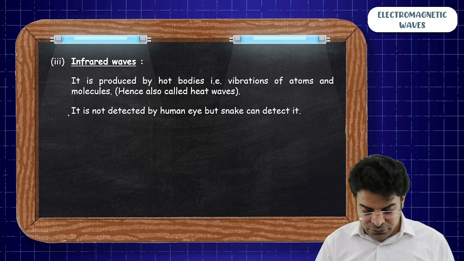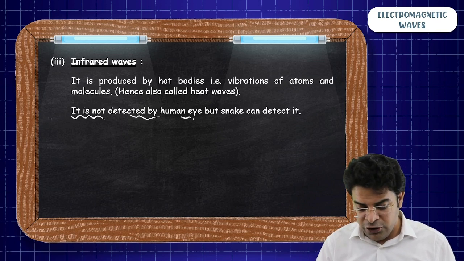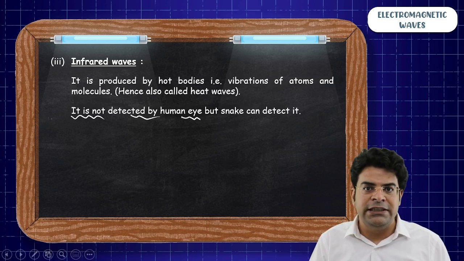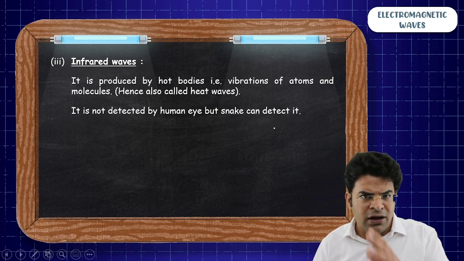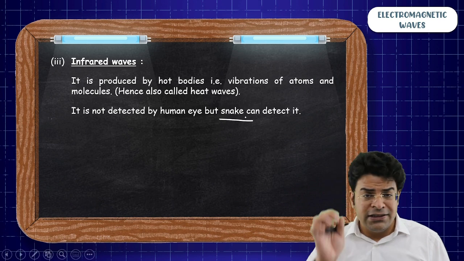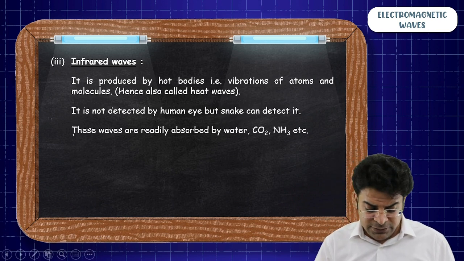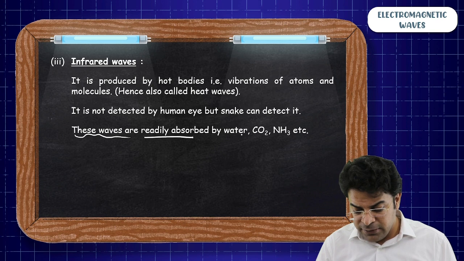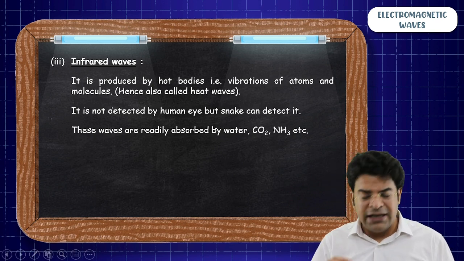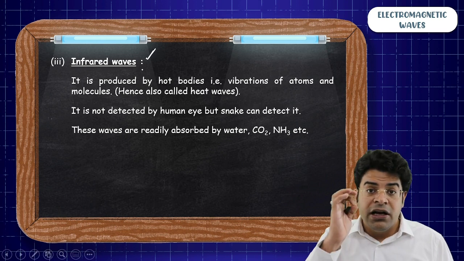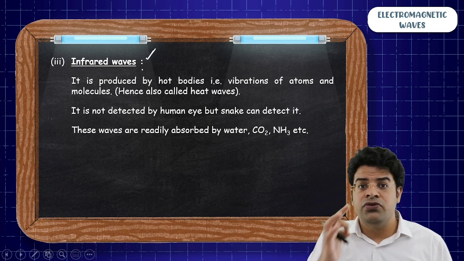Now, it is not detected by the human eye. Obviously, we can't see infrared waves, but snakes can detect it, as well as many other animals. But snake is written in NCERT, that's why it has been placed here. Next, these waves are readily absorbed by water, CO2 and NH3. That's why these waves are the ones responsible for the greenhouse effect.